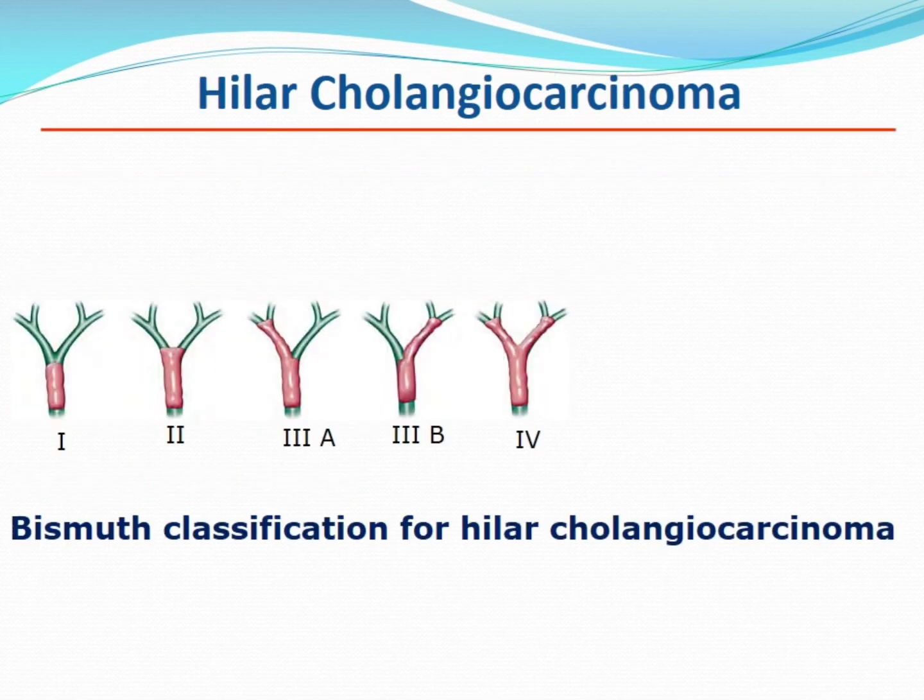Hilar cholangiocarcinoma. This is the Bismuth classification of hilar cholangiocarcinoma. Here in type 1, the tumor is below the confluence of the right and left duct. Here the tumor has reached the confluence of the right and left duct. Here in type 3A, the tumor has extended to the right duct, and in type 3B, the tumor has extended to the left duct, and in type 4, the tumor has extended to the right and left ducts.